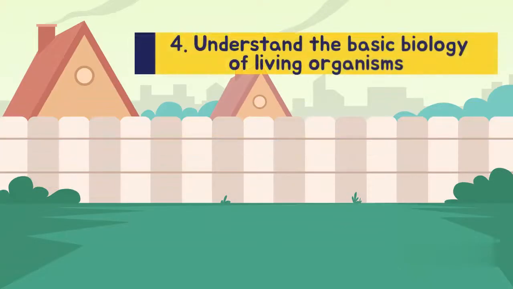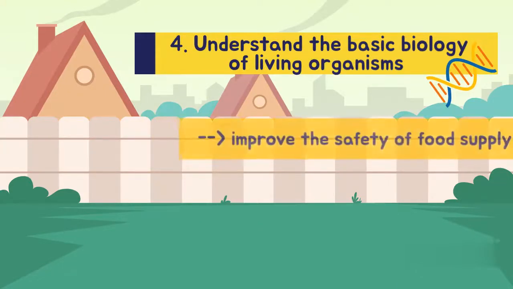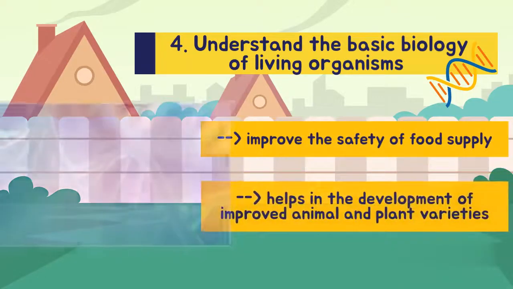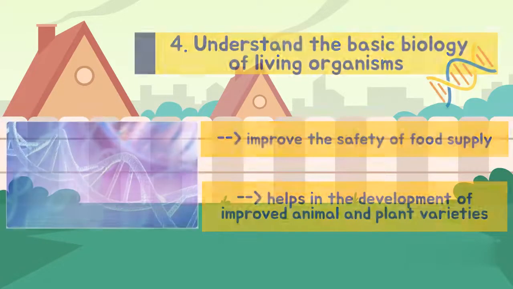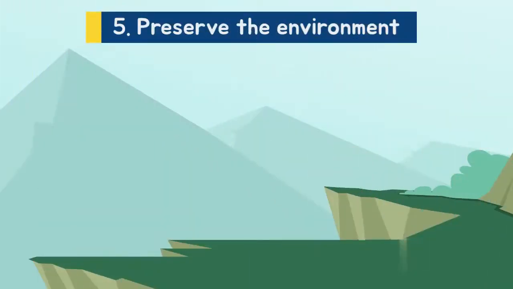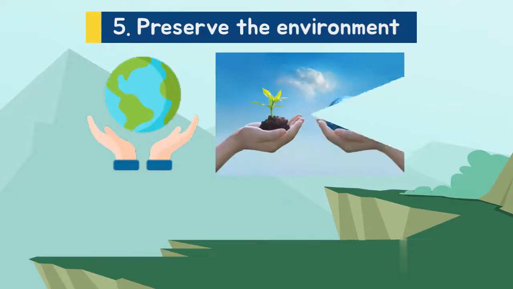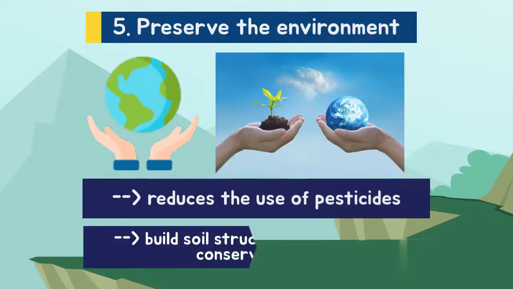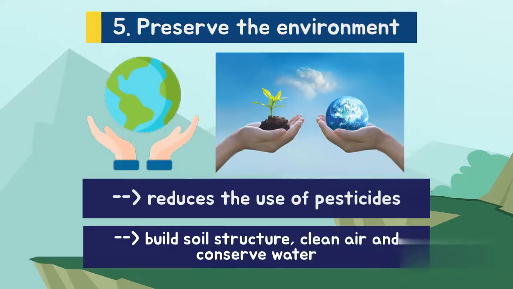In addition, genetic engineering in agriculture also plays a crucial role in helping to understand the basic biology of living organisms. The genetic information can improve the safety of our food supply, which helps in the development of improved animal and plant varieties. Last but not least, it is an undeniable fact that it helps to preserve the environment effectively. This is because it reduces the use of pesticides, which helps to build soil structure, clean air, and conserve water.